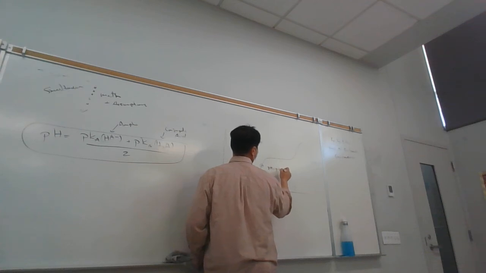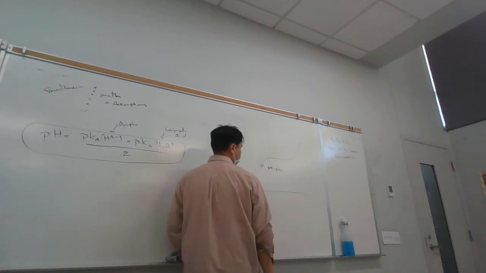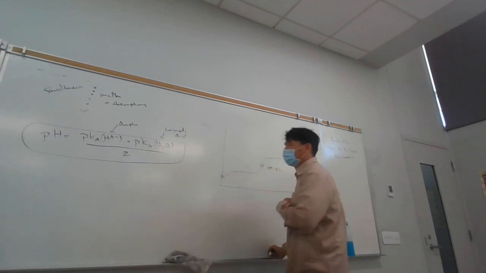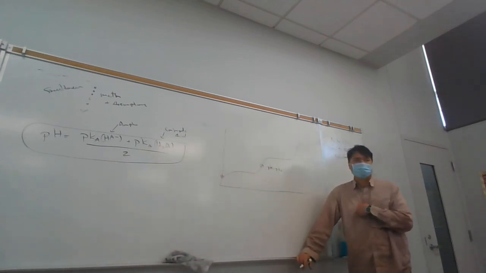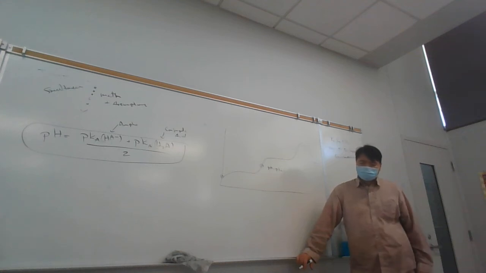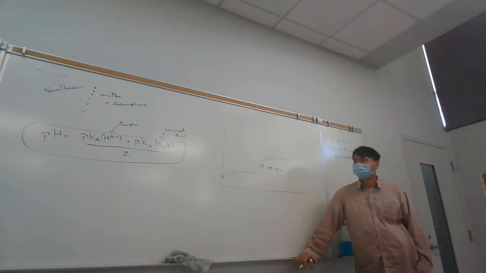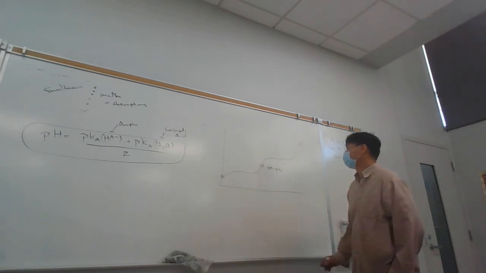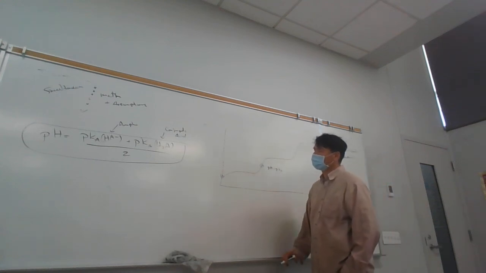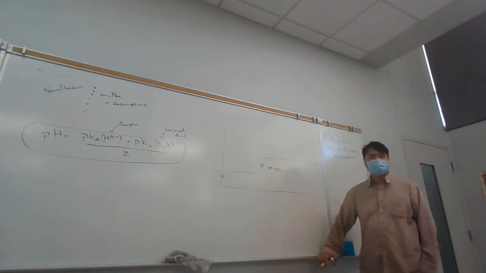So amphoteric salts have conjugate acids? Yes. Do they have conjugate bases? Yes. And that's why we have to solve it simultaneously. If it's just a conjugate, we wouldn't necessarily have to solve it simultaneously, but it's because the same species is both the acid and the base.